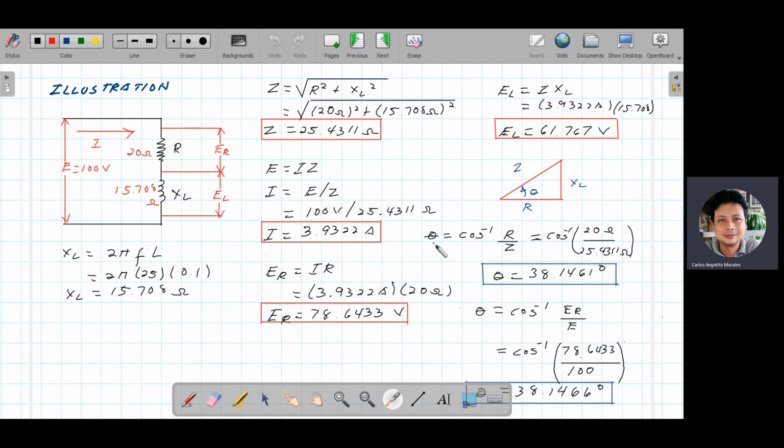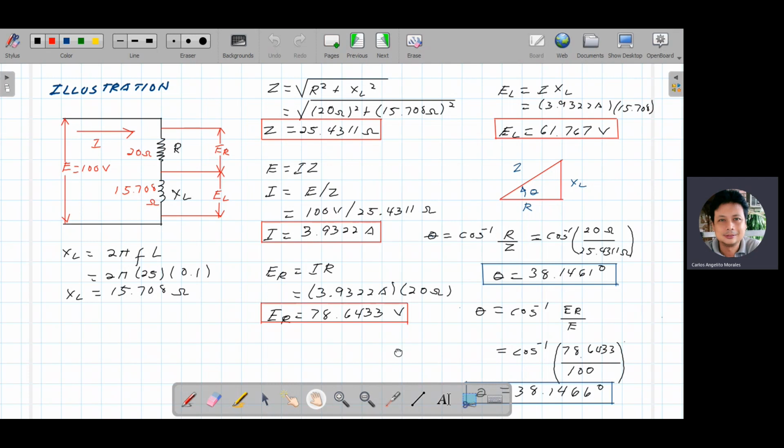Let us solve for the phase angle. So there are many ways of solving the phase angle. In this case, cosine yung ginamit. Ang cosine ng triangle na ito ay R over Z. So kunin mo yung arc cosine ng R over Z para makuha mo yung angle. So arc cosine of 20 ohms over yung impedance 25.4311, makakakuha ka ng 38.41461 degrees. So yung phase angle is arc cosine of ER over E.